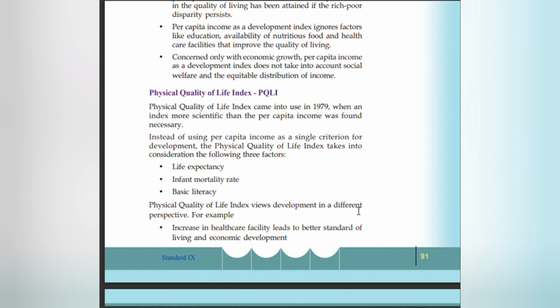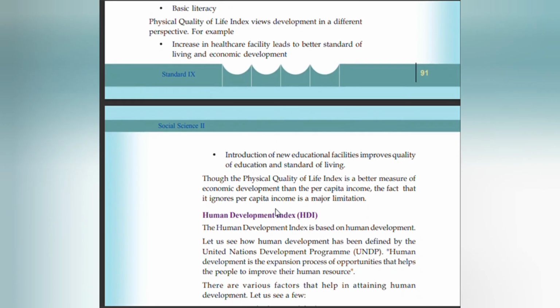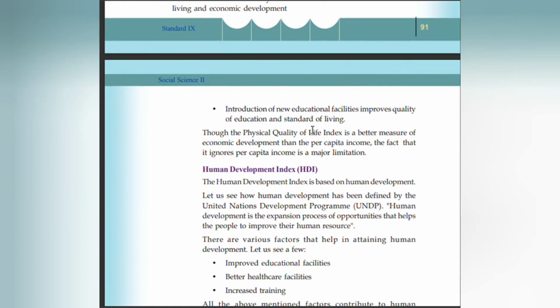The Physical Quality of Life Index views development in a different perspective. Increase in healthcare facilities leads to a better standard of living and economic development. Introduction of new educational facilities improves quality of education and standard of living. Though the Physical Quality of Life Index is a better measure of economic development than per capita income, the fact that it ignores per capita income is a major limitation.